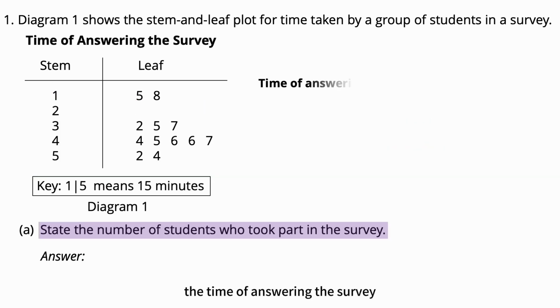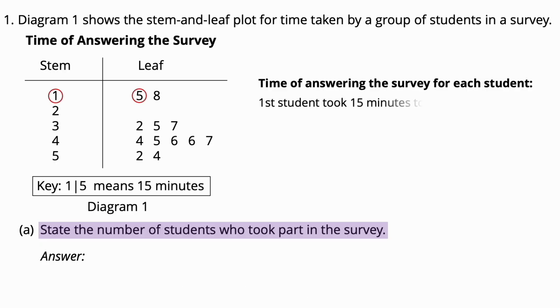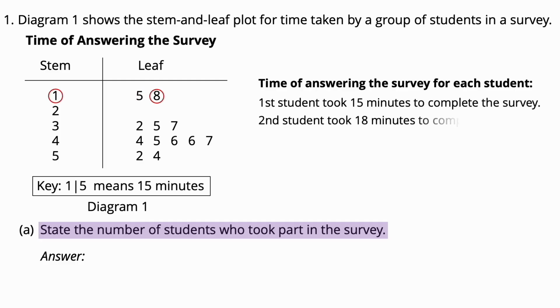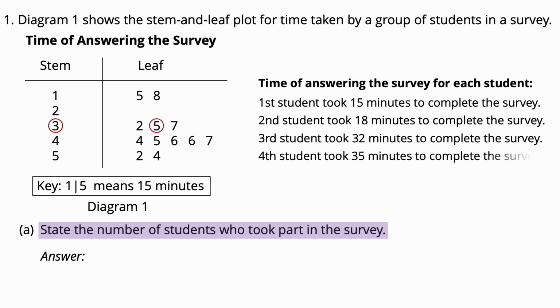The time of answering the survey shown in the stem and leaf plot represents how many minutes each student took to complete the survey. First student took 15 minutes to complete the survey. Second student took 18 minutes. Third student took 32 minutes. Fourth student took 35 minutes, and so on.